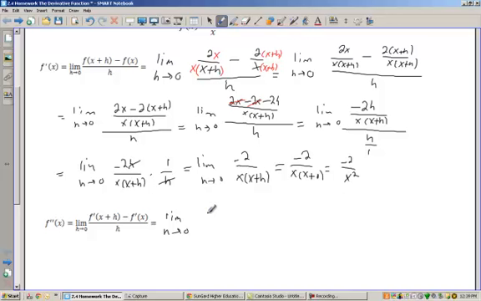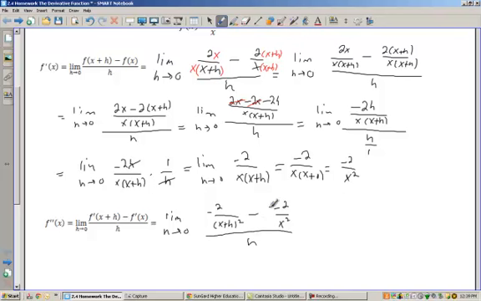And so the first thing I want to write down is negative 2, all divided by, and this x becomes an x plus h, quantity squared. And minus f prime of x, and here's f prime of x, which is negative 2 over x squared. And this is all divided by h.